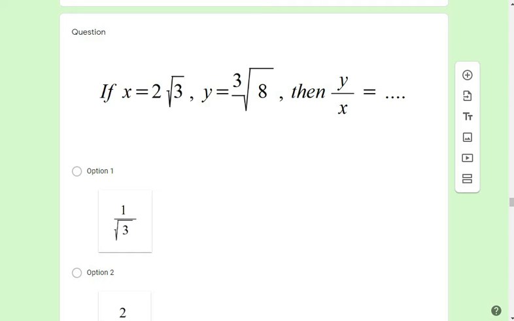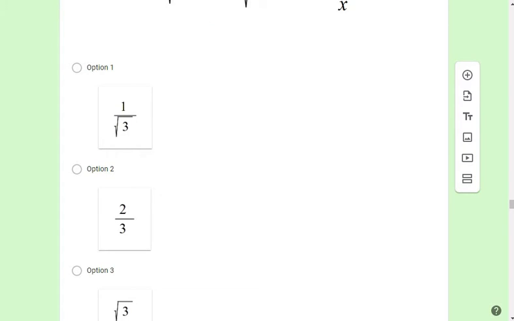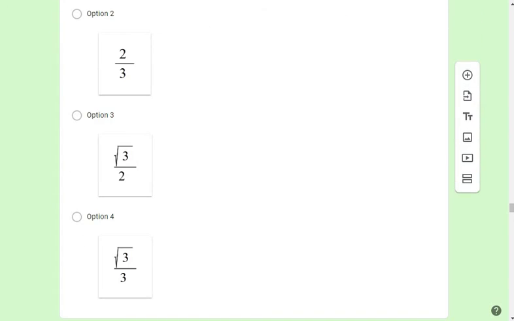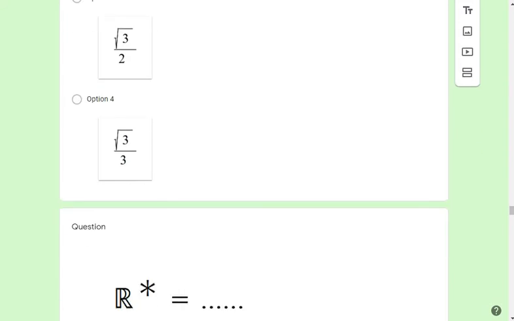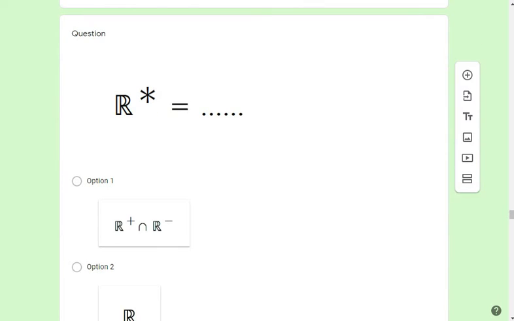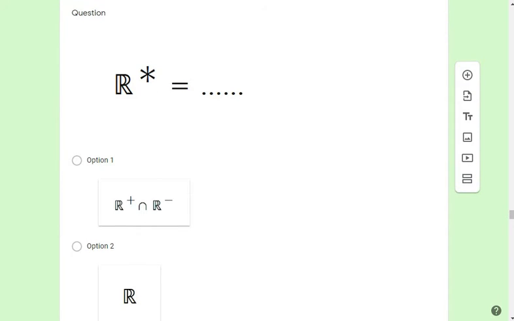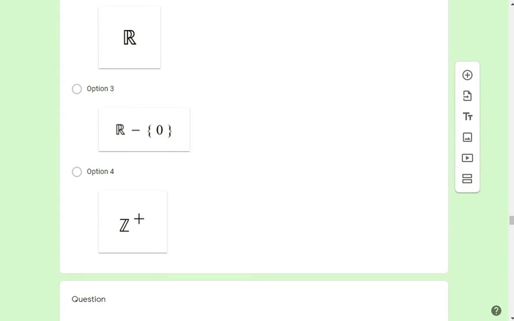The next, if x equals 2 square root 3 and y equals cubic root 8, then y divided by x equals what? Choose one of the following answers: 1 over square root 3, 2 over 3, square root 3 over 2, or square root 3 over 3. The next, R star equals what? Choose one of the following answers: R positive intersection R negative, R difference the set of 0, or the set of positive integers.